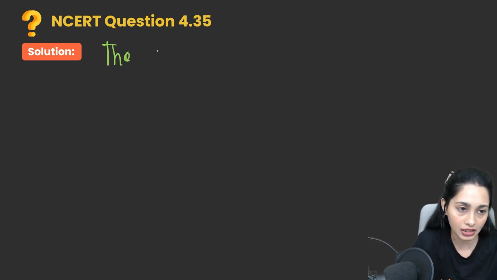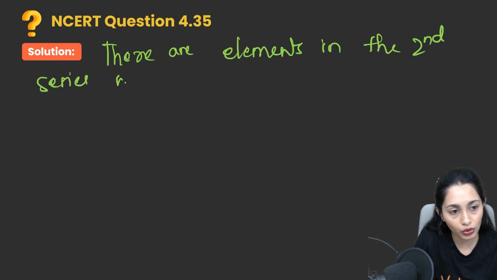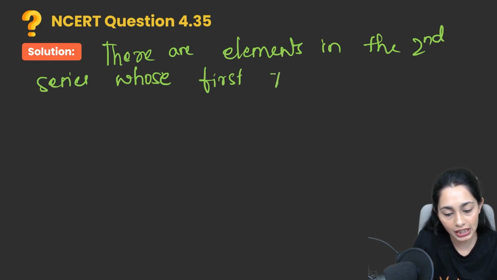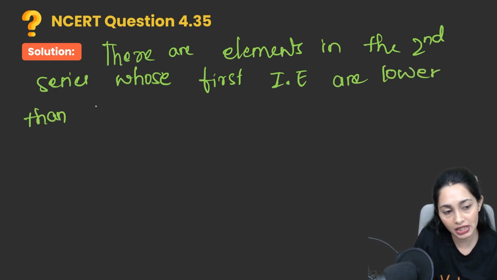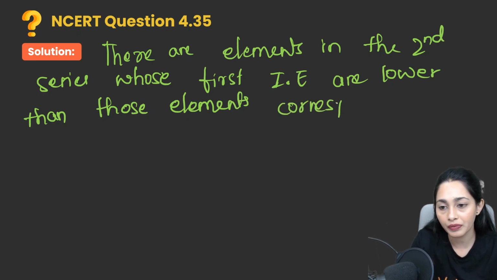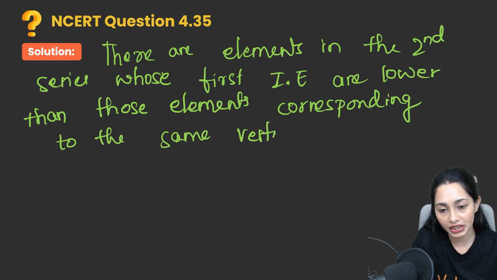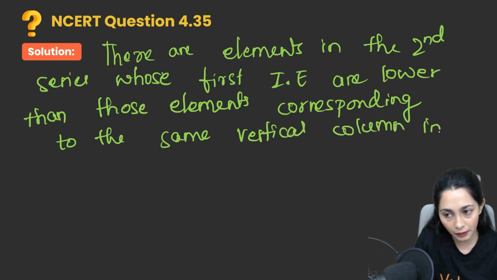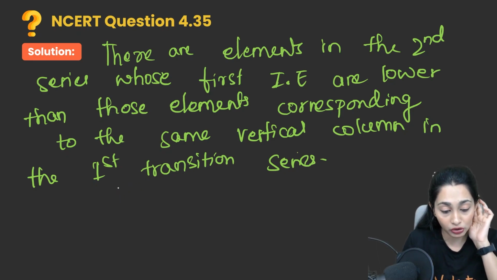And there are a few elements in the second transition series whose first ionization enthalpies are lower than those of the elements corresponding to the same vertical column in the first transition series.